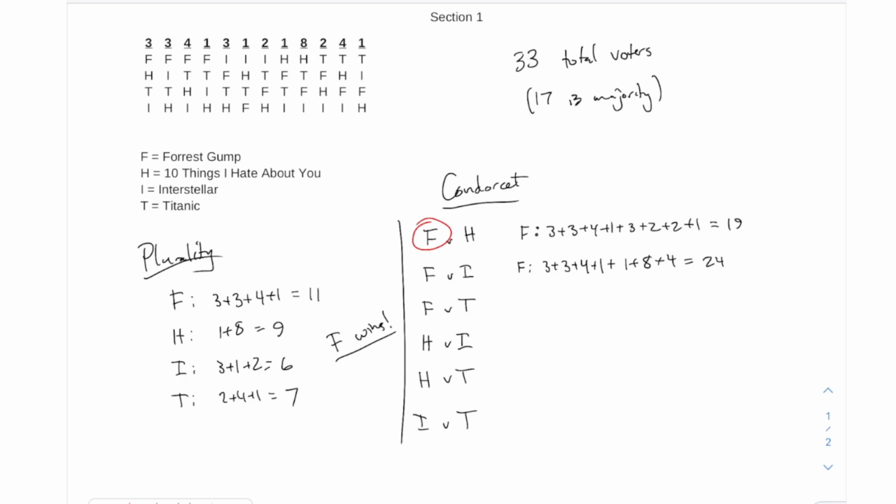All right, so let me just finish what I was saying here. In this one, I think I did this right. F is above I 24 times. That's enough to win. You need 17 in order to win here. So F is the winner in that comparison also.